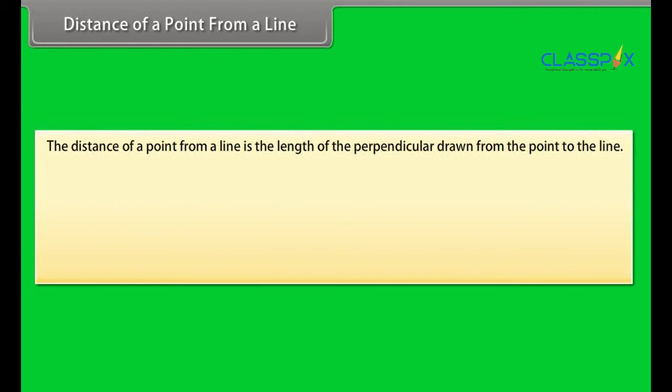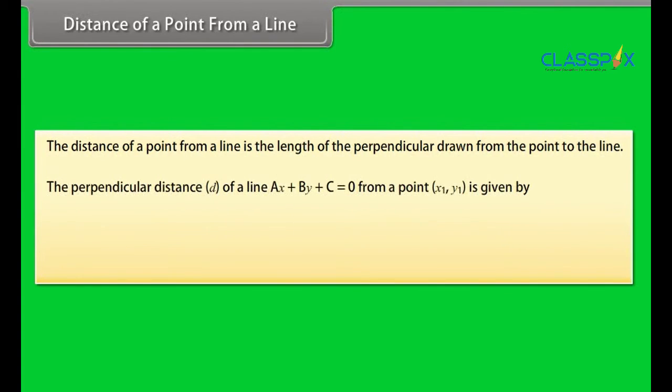Distance of a point from a line. The distance of a point from a line is the length of the perpendicular drawn from the point to the line. The perpendicular distance d of a line ax plus by plus c is equal to 0 from a point x1, y1 is given by d is equal to modulus of ax1 plus by1 plus c by square root of a square plus b square.